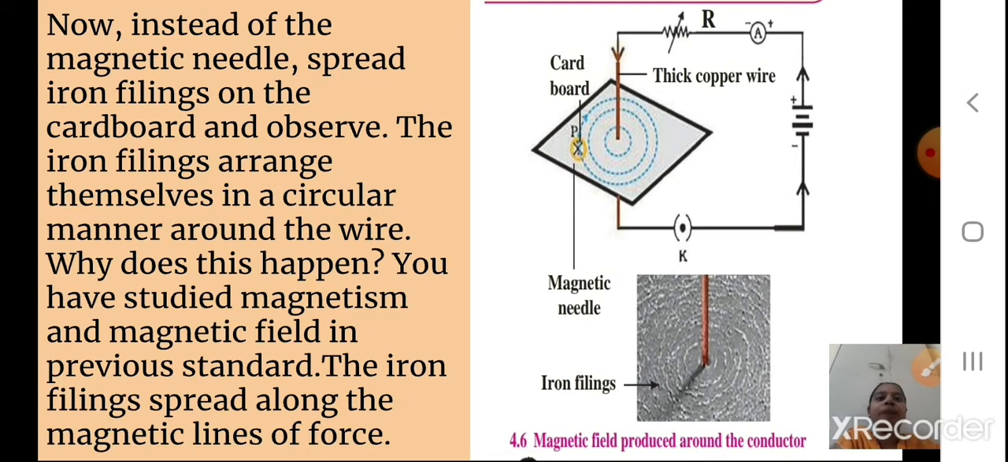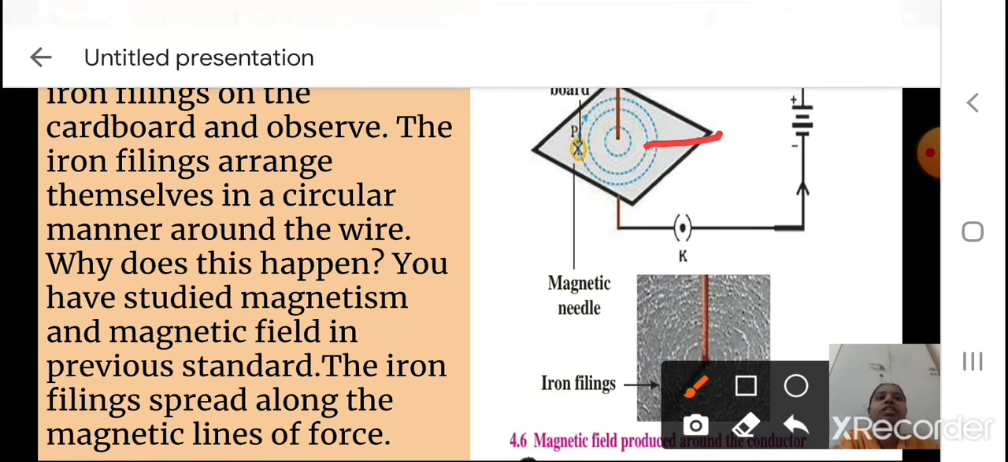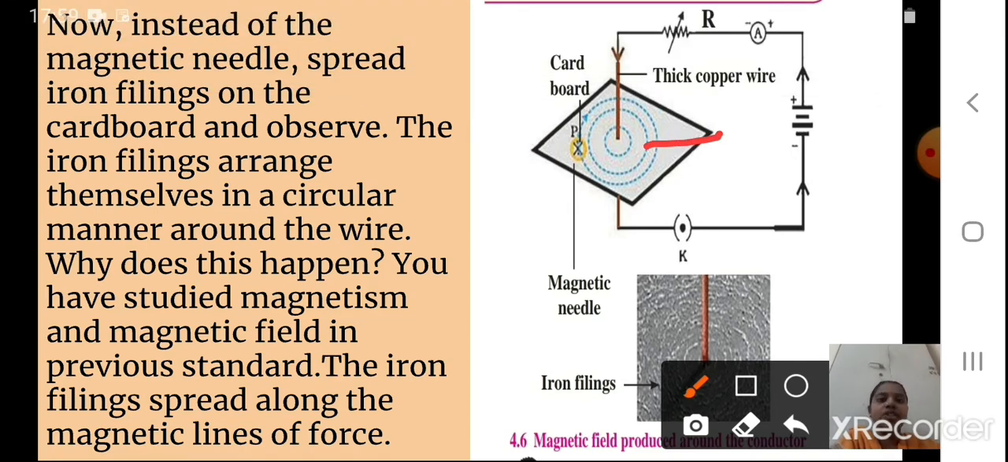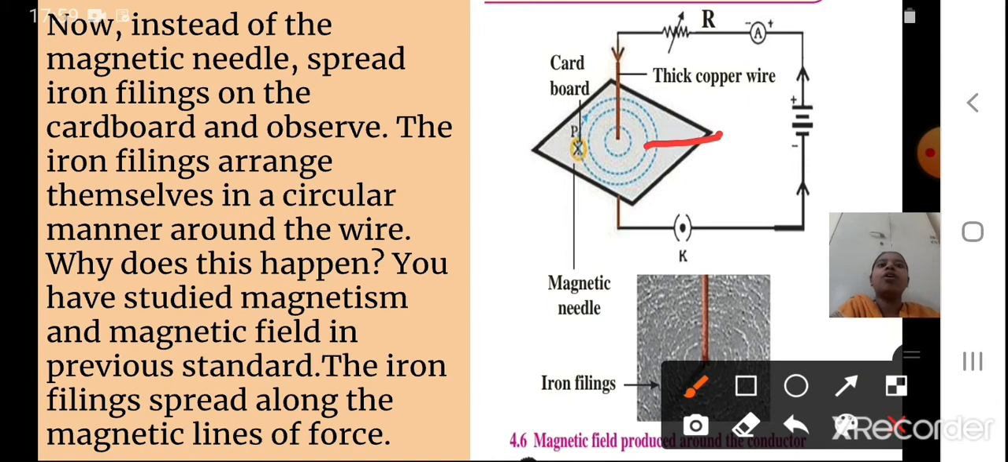We have seen that the needle changes its direction, and when you mark it with a pencil, the marks form circles. Now instead of the magnetic needle, spread iron filings on the cardboard and observe. So instead of the cardboard and magnetic needle, we will now take the iron filings and the cardboard.